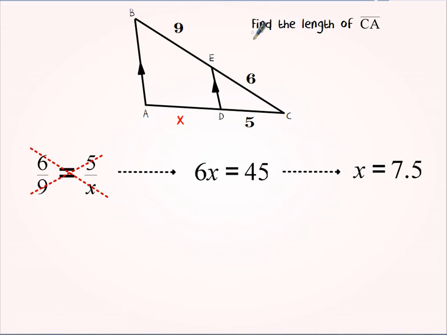Now I go back to the instructions. Did it ask me to simply find x? No, it asked me to find the length of CA. So now that I know that AD is 7.5, to find the whole length from A to C, I have to add 7.5 to 5.